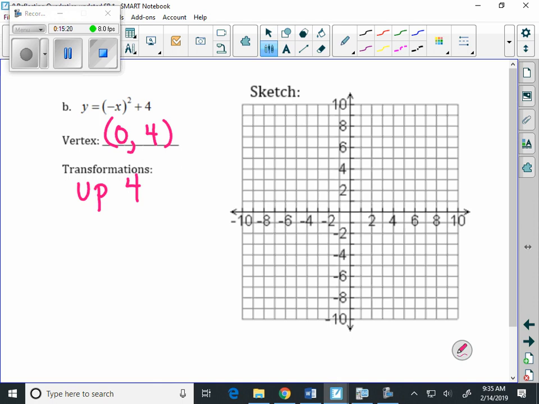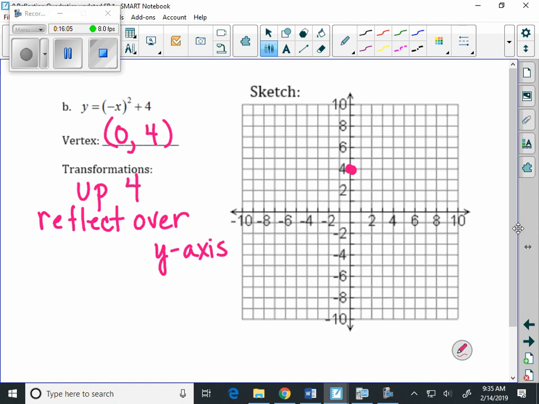And then the other part here is there's a negative attached to that x inside the function. And that means that we're going to reflect the graph over the y-axis. So the thing is, remember, we can't always see the reflection across the y-axis on here. But when we start, let's start by graphing the vertex. Over 0, up 4. There's our vertex. Now, we're reflecting over the y. So we're not going to be able to see the change in this.